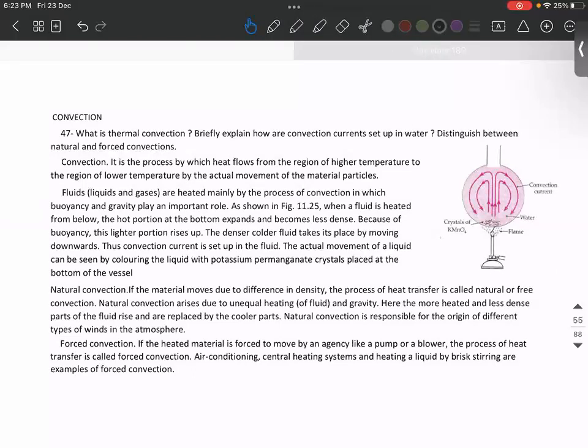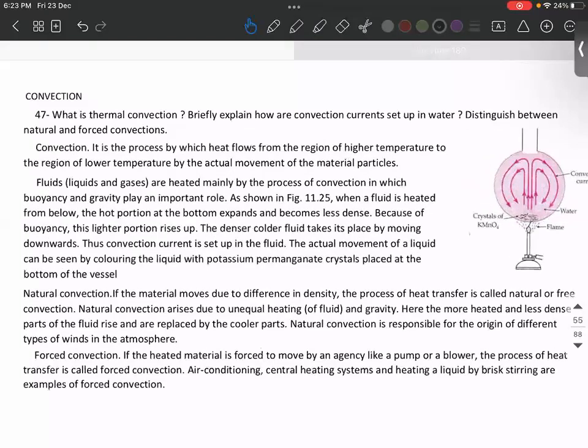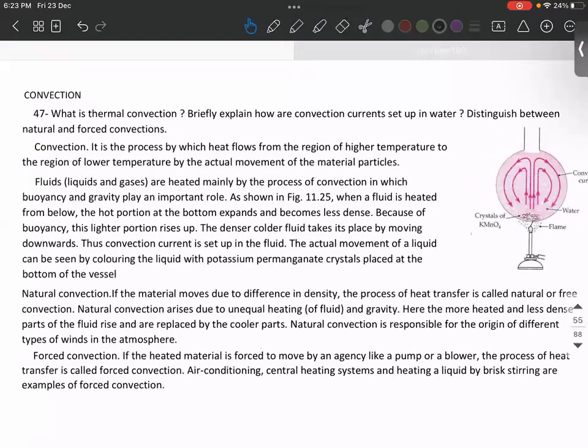So, where does this convection take place? It takes place in fluids, liquids and gases. Right. So just read it over. Can you read it loud? Are you able to see? What is written there? When fluids and liquids are heated up, okay. Read it loud. And liquids are heated mainly by the process of convection.